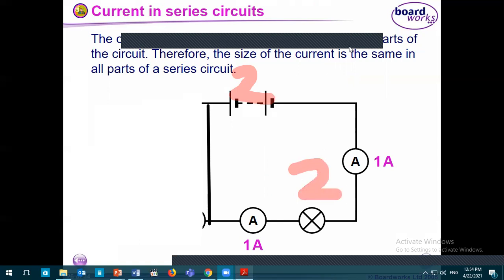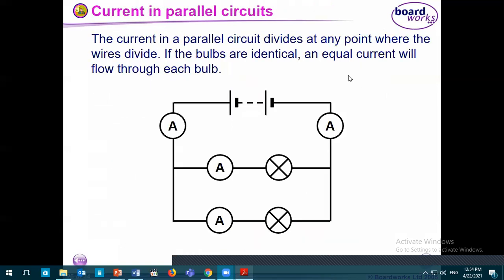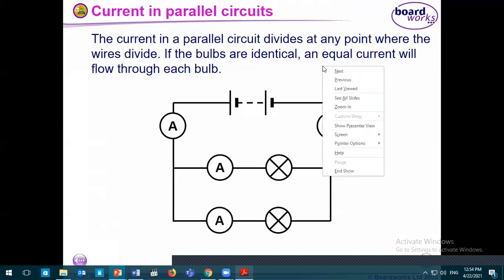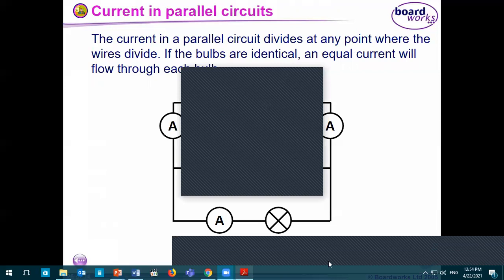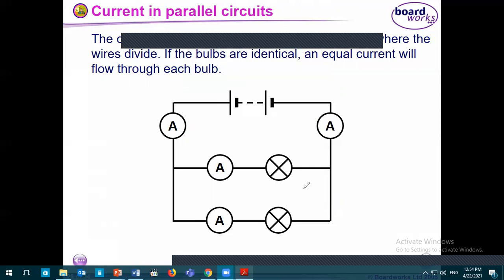Now let's get to the parallel circuit. In the parallel circuit, it's a little bit different. How is it different? It's different because the energy is not divided. Actually, each bulb gets whatever energy it needs. So it's not divided, not like in the series circuit. Both bulbs get the same energy from the battery. So here we have 2 bulbs. This one will get 2, and this one will get 2.